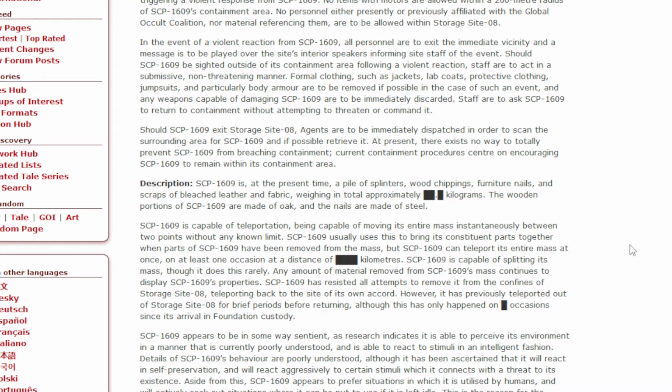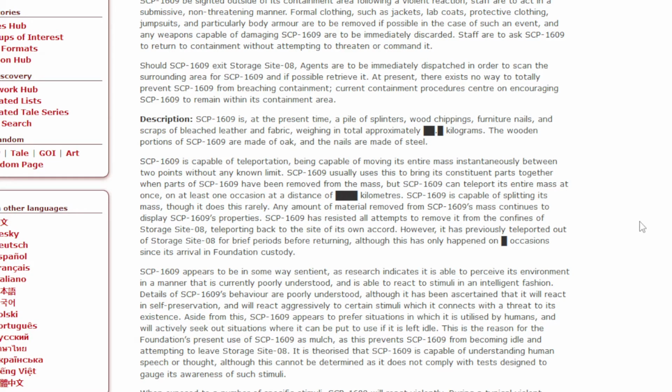1609, it is the angry chair. Okay. Should 1609 exit Site 08, agents are immediately dispatched in order to scan the surrounding area and, if possible, retrieve it. At present, there exists no way to totally prevent it from breaching containment. Current containment, so it's Keter, or okay. So it's, yeah.